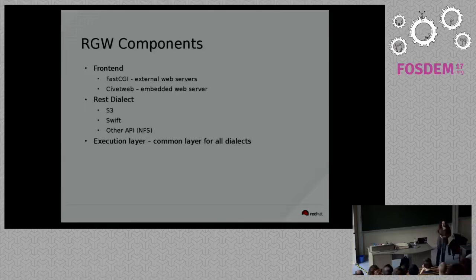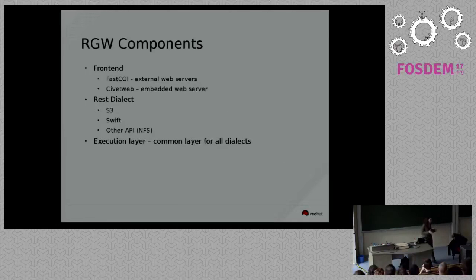The first is the old and unrecommended way. We support FastCGI with Apache and probably other web servers. The reason it's not recommended is because FastCGI has lots of security issues. But sometimes, if you already have your own Apache and you handle the security issues with FastCGI, it can be an option. Today we also have, from Hammer, Firefly actually, maybe, I don't remember, Civetweb. It's an embedded web server inside of the Rados Gateway. So we recommend that.